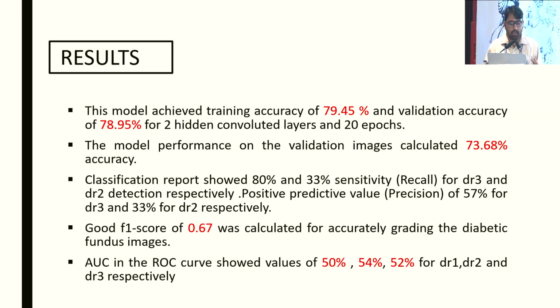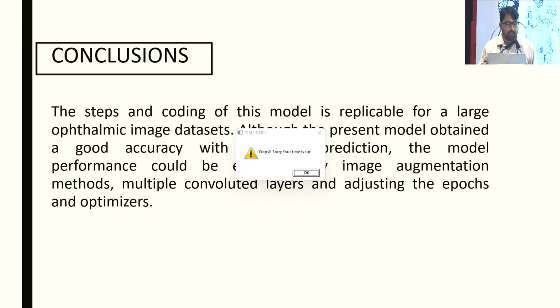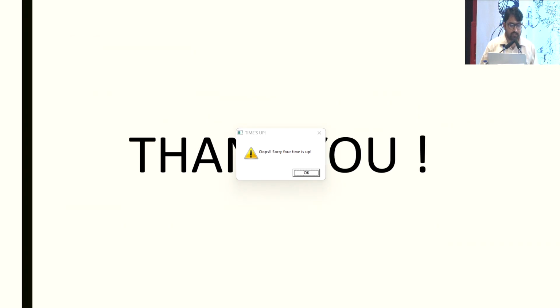Area under the curve in the ROC curve showed values of 50, 54, and 52% for DR1, DR2, and DR3 respectively. Conclusion: the steps and coding for this model are replicable even for large ophthalmic image data sets, and we can obtain a good accuracy. This accuracy can be increased by image augmentation methods, by adding more layers, and by adjusting the number of epochs and optimizers. Thank you. These are my references.